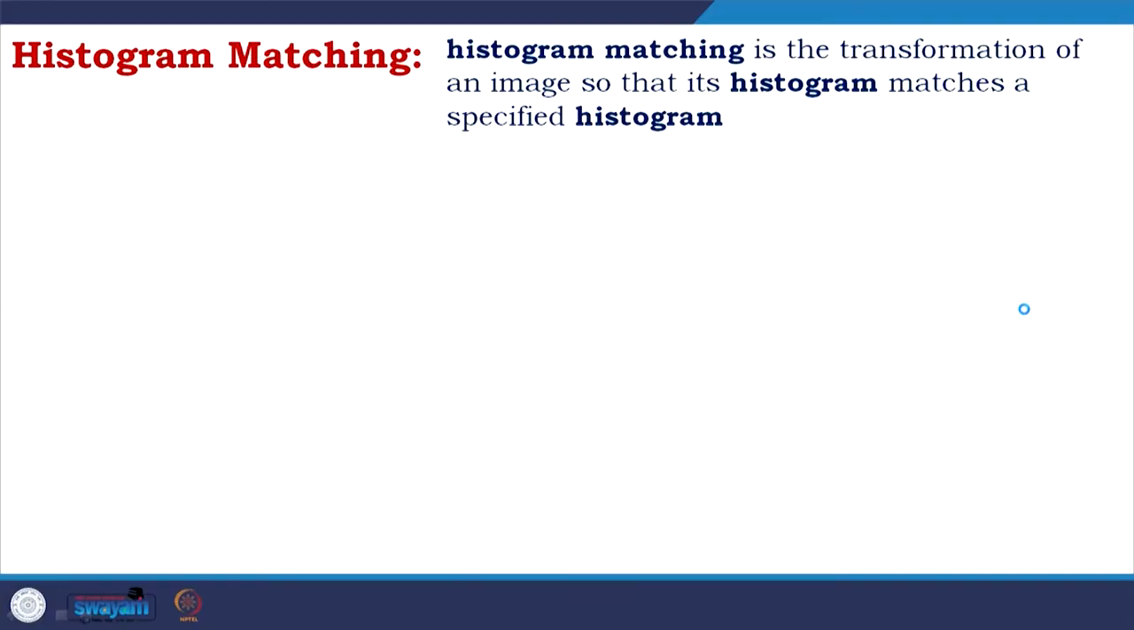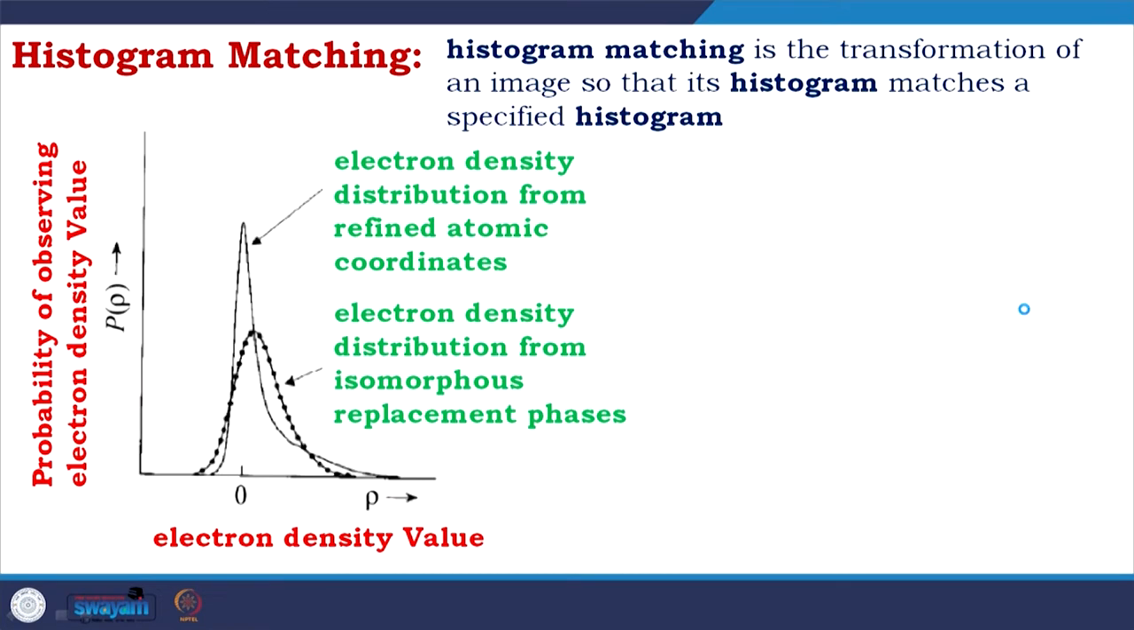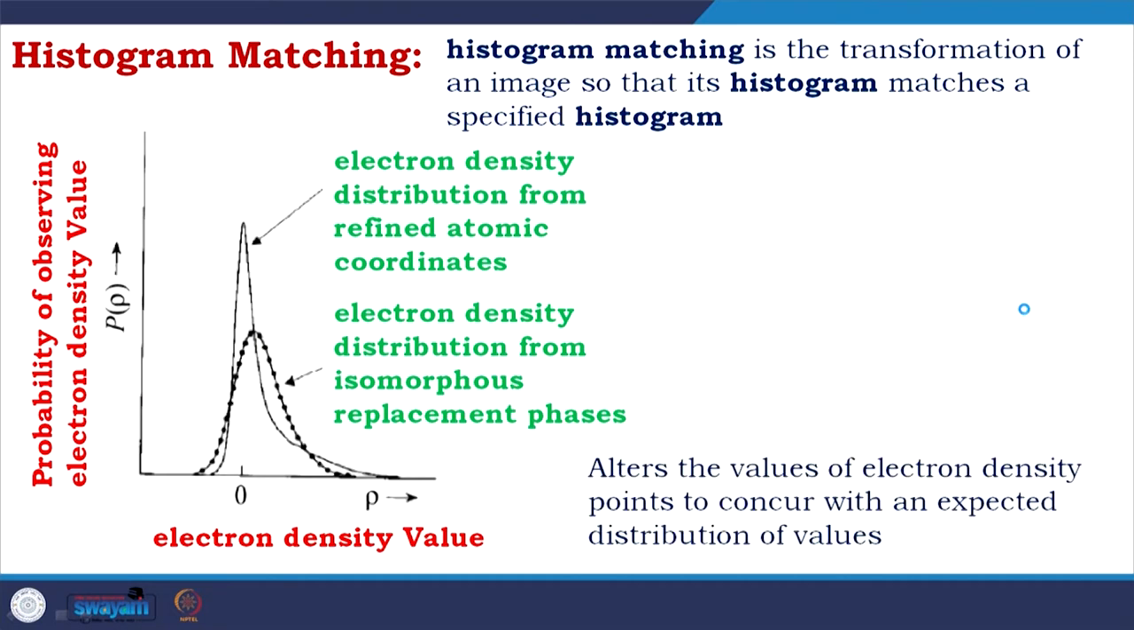Histogram matching, what is histogram matching? Histogram matching is basically an image processing thing. So, histogram matching is the transformation of an image so that its histogram matches a specified histogram. Okay? So, if you look at, we are talking about two peaks which are plotted against electron density value in the x axis and probability of observing electron density value. We get two peaks, electron density distribution from refined atomic coordinates and electron density distribution from isomorphous replacement phases. So, experiment is this and it is becoming better. So, it alters the values of electron density points to concur with an expected distribution of values. So, by our knowledge we actually make it better.